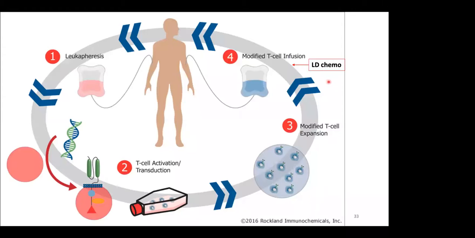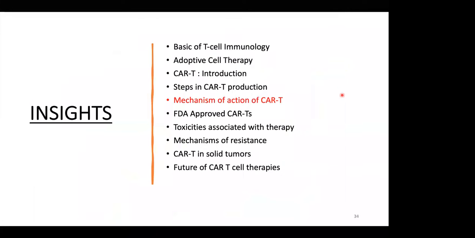But prior to infusion, you'll have to prepare the patient. So we give a lympho-depleting chemo, usually a combination of fludarabine and cyclophosphamide. This is done so that we can set a good niche for the CAR T cells to go and establish, as well as perform their function. And also the tumor burden would decrease. And that's very important for a CAR T. I would tell you why.